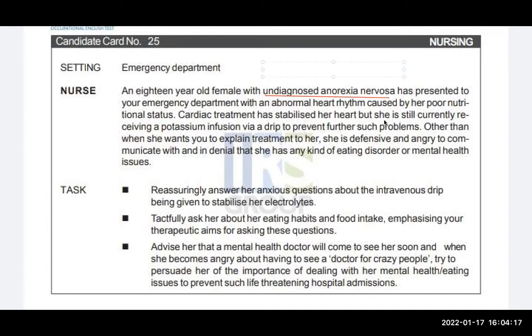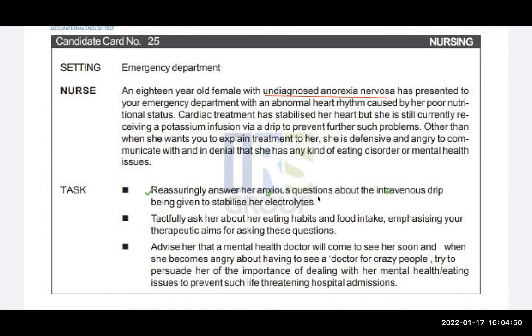Cardiac treatment has stabilized her heart, but she is currently receiving a potassium infusion via drip to prevent further such problems. क्योंकि बॉडी में पोटेशियम कम है, हार्ट रिदम स्टेबल हो गया है, लेकिन हम और पोटेशियम इन्फ्यूजन दे रहे हैं ताकि फ्यूचर में प्रॉब्लम्स ना आए. Other than when she wants you to explain the treatment, she is defensive and angry to communicate with and in denial, और वो मानना नहीं चाहती that she has an eating disorder or mental health issues. So आपको task points किस चीज के मिलेंगे: reassuringly answer her anxious questions about the IV drip.